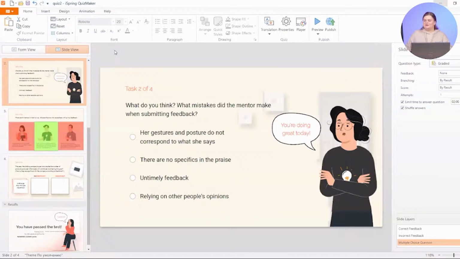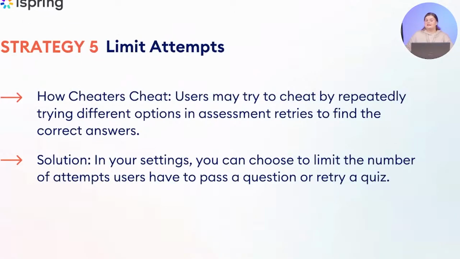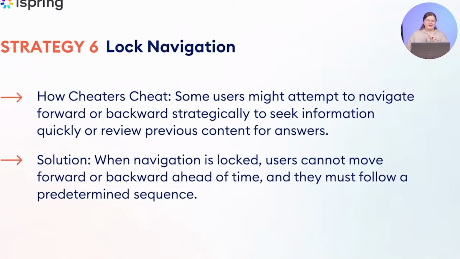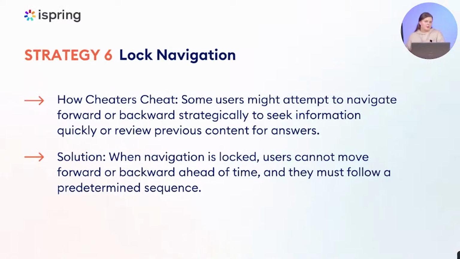And now let's move on back to our strategies and let's take a look at our strategy number 6, which is lock-in navigation. So some users might attempt to navigate forward or backward strategically to seek information quickly or, let's say, review previous content for answers. Lock-in navigation is a strategy that prevents cheating by restricting users' ability to navigate freely through the assessment content. The navigation is locked.